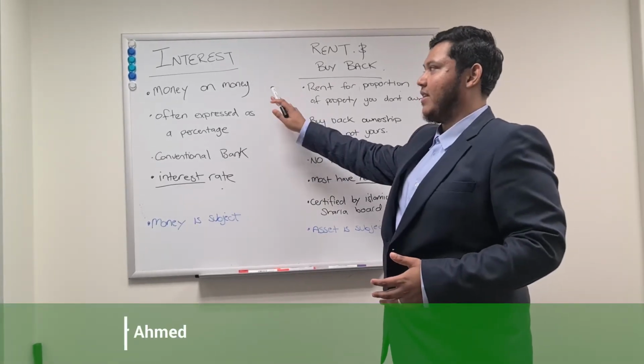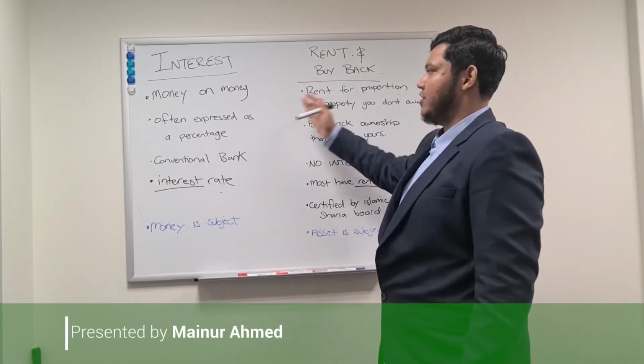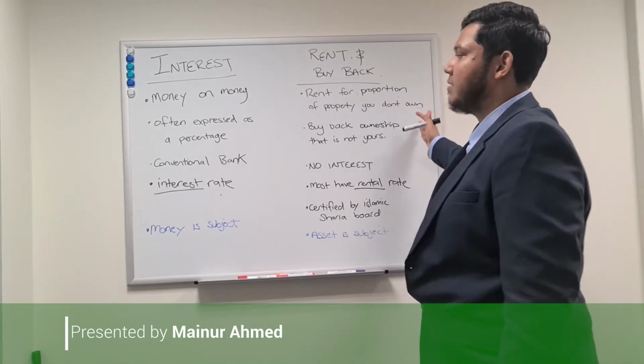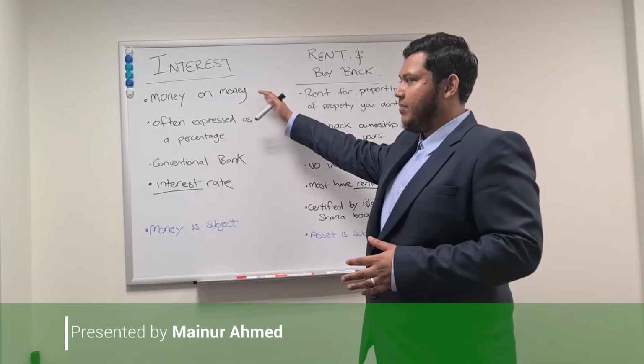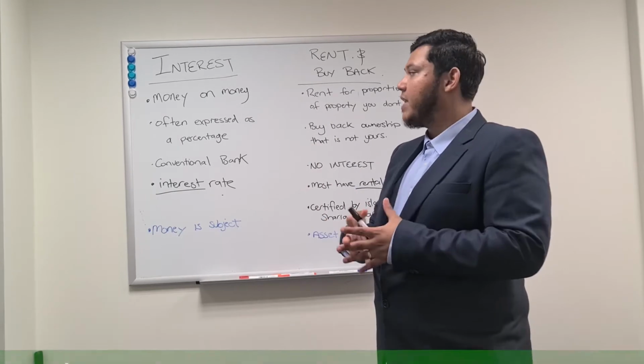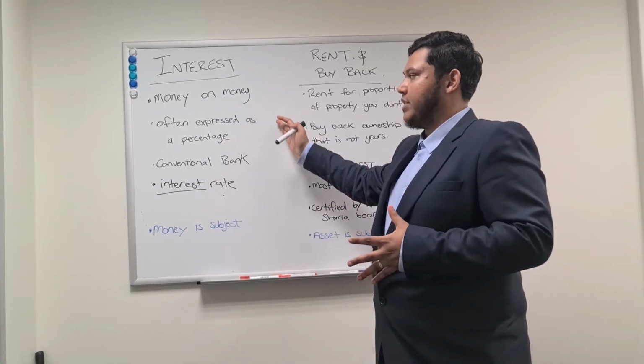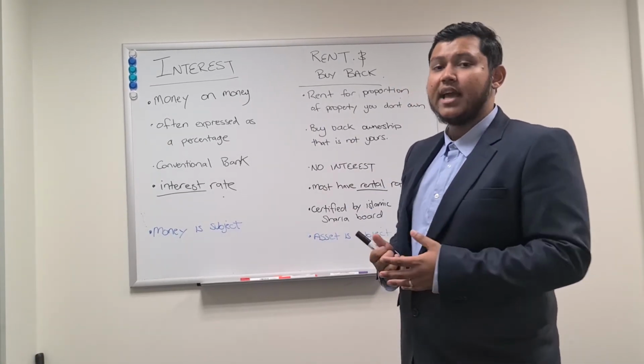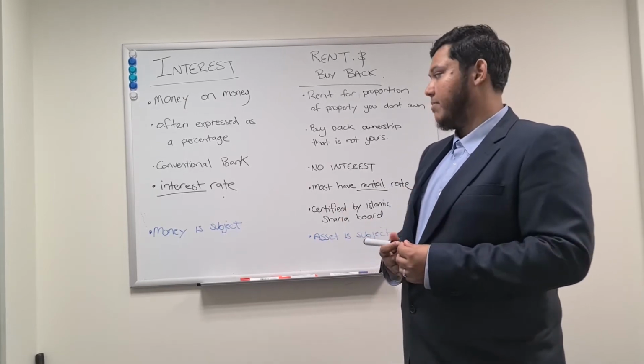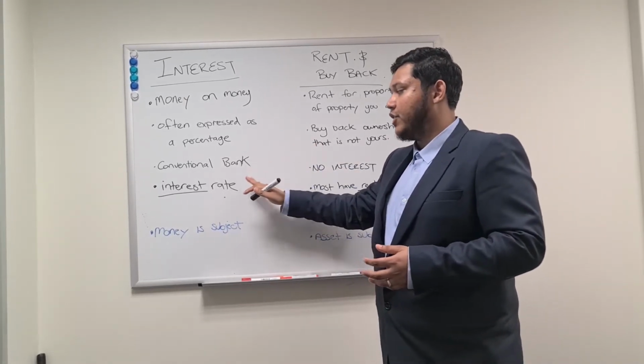Today we will be talking about the two different models, which is the interest model and the rent and buyback. So if we look at this model, in the interest model, it is making money on money, which is often expressed as a percentage, and it is used by all conventional banks, and it has an interest rate.